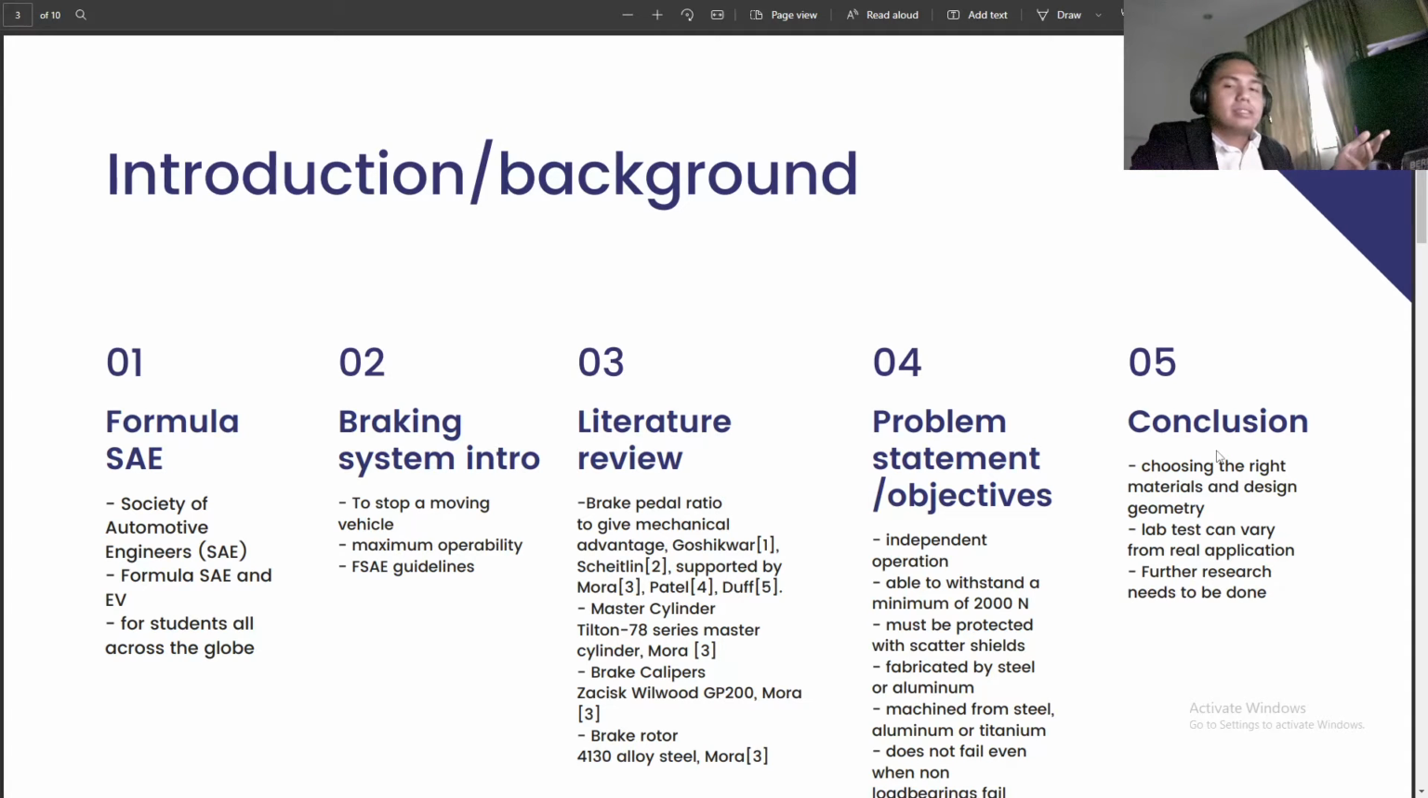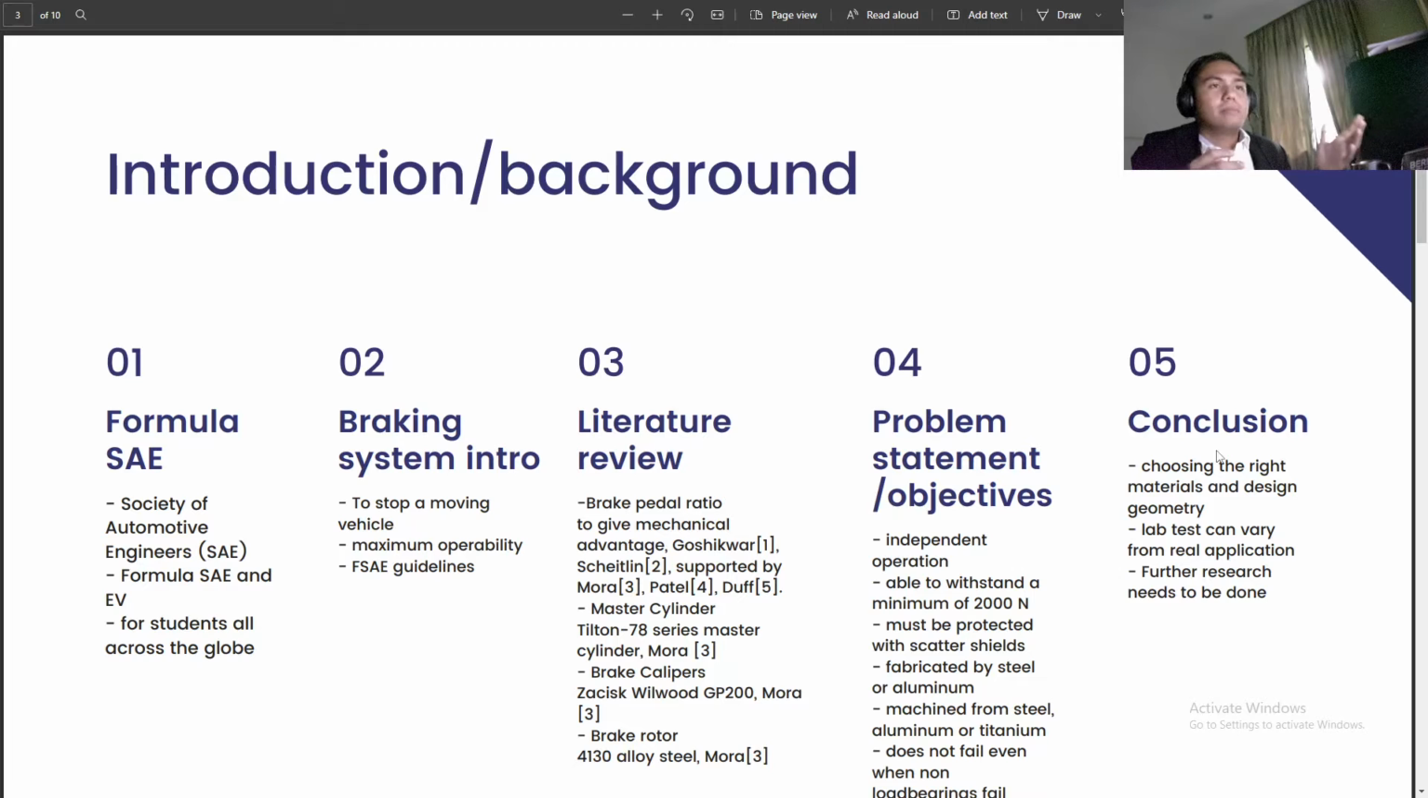Moving on is the master cylinder. The chosen standard part for this one is the Tilton 7A series master cylinder. The diameter that will be used for this master cylinder is a 1-inch piston size diameter. We'll also be using DOT 4 brake fluid, which is a high performance braking fluid that can sustain a higher temperature range for higher efficiency and higher performance.